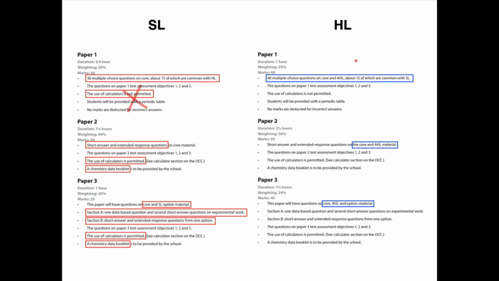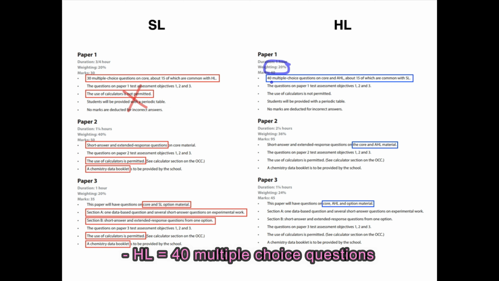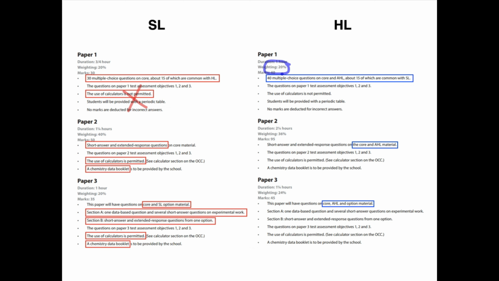Okay, how about HL students? HL students have a similar weighting, 20%, but there's going to be 40 multiple choice questions on core and on additional higher level topics. The use of calculators, again, is not permitted. HL students will also be given a periodic table, and no marks are deducted for incorrect answers.